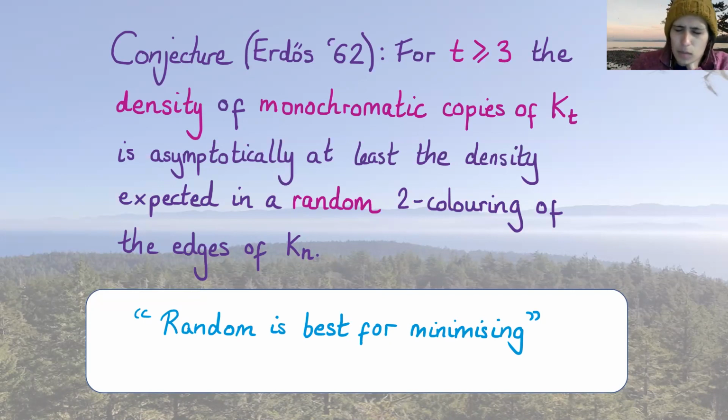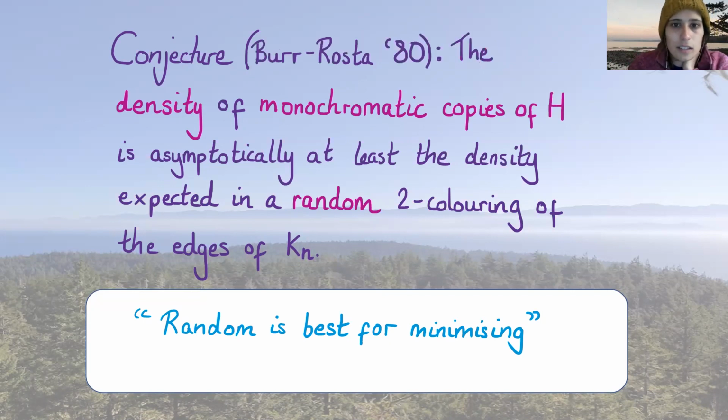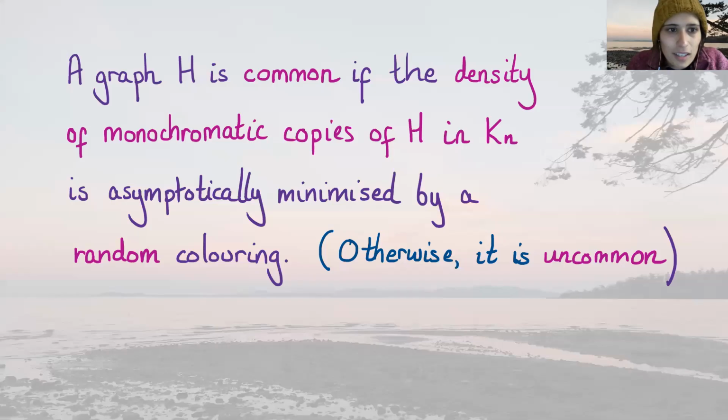And a little while later, after this conjecture, Burr and Rosta made a bolder conjecture, which said, well, not just do we think that the density of monochromatic copies of a clique on T vertices is minimized by a random two coloring, in fact, for any graph H, they conjectured that you couldn't do better than the density expected in a random two coloring. So two very nice conjectures. Unfortunately, both of them are false.